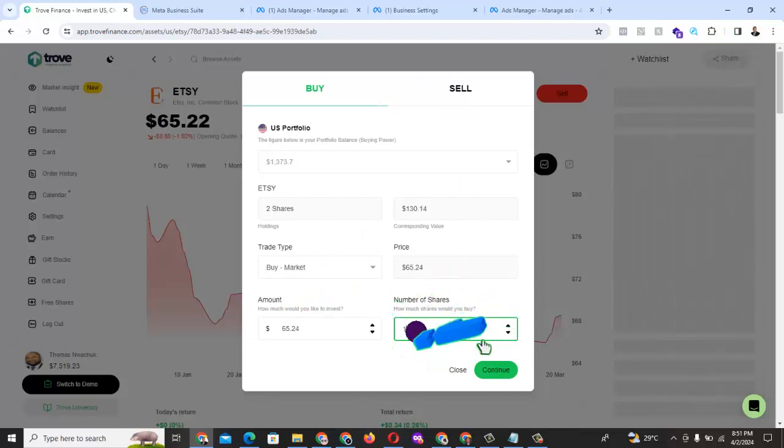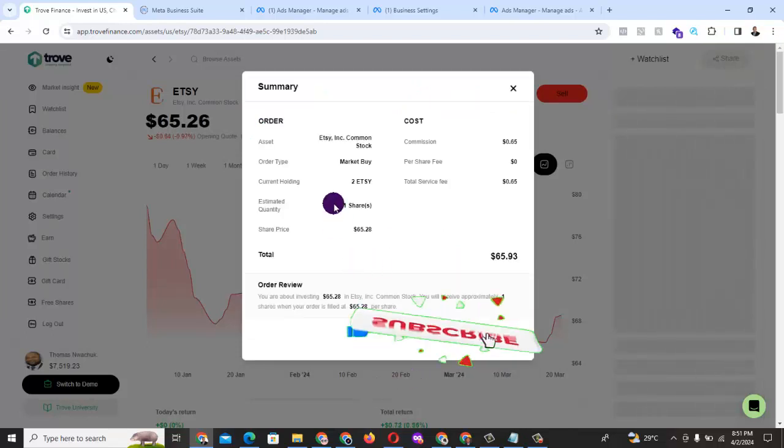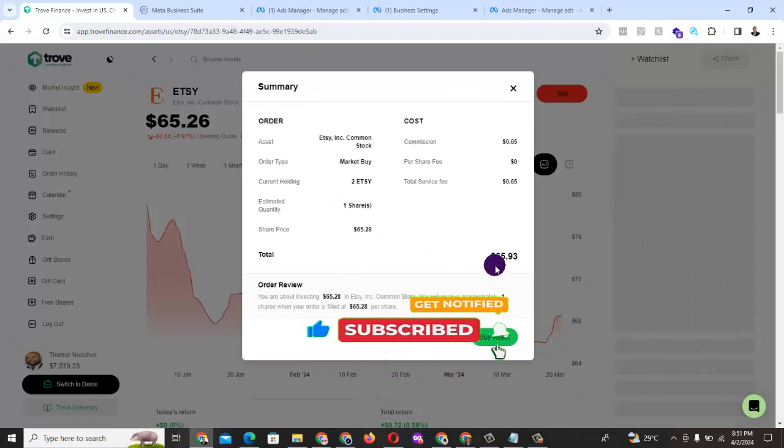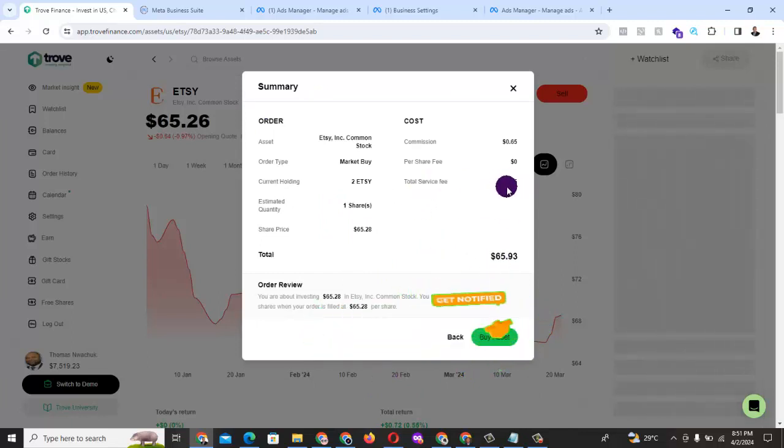The market is actually open. I want to buy 1 unit. Okay, now, as I want to buy this particular stock, you can see the small service fee is also there, 65 cents.